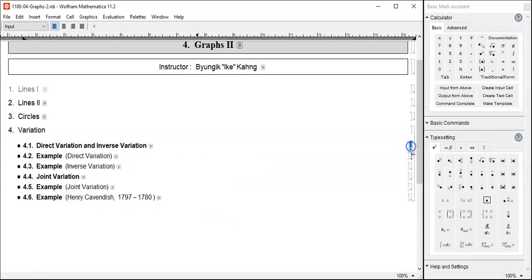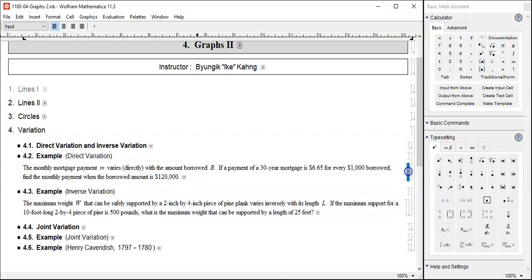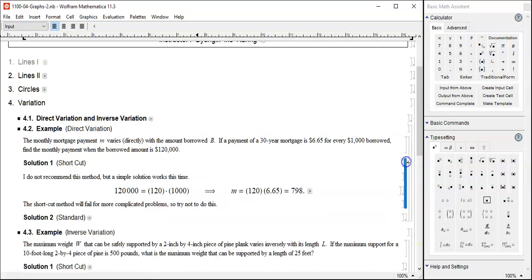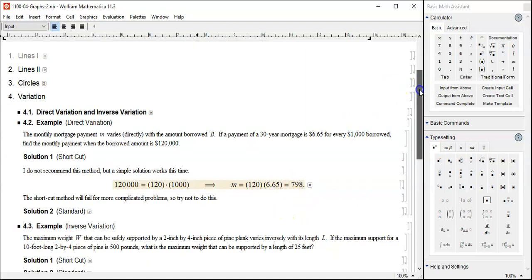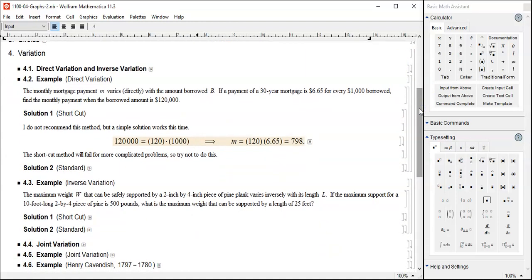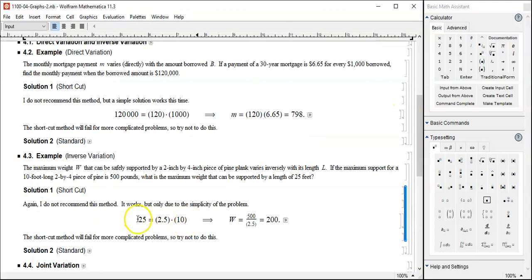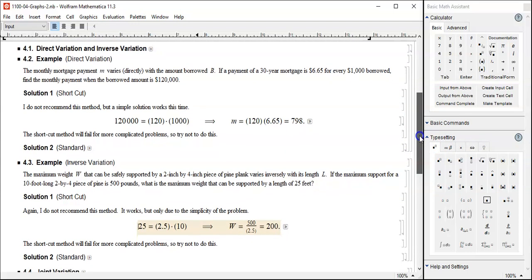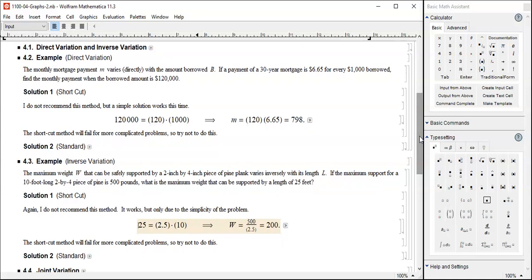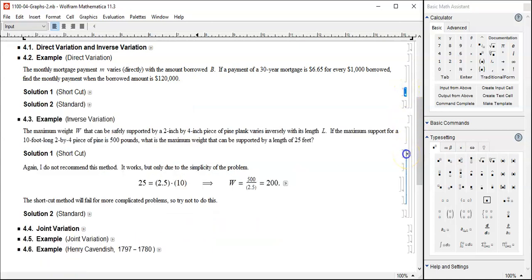You can use this idea to solve these kinds of problems in a little bit easier way like this. So in this case, if b is 120-fold, then so is m. And in this case, if L is 2.5-fold, then W is inversely 1 over 2.5-fold. So you can answer these questions in single steps using the concept of direct variation and inverse variation. But I don't recommend those methods.